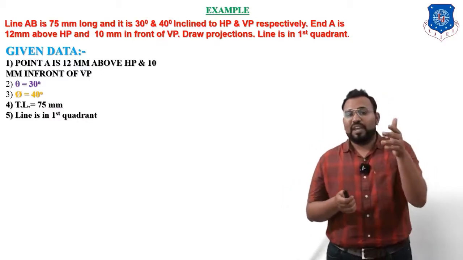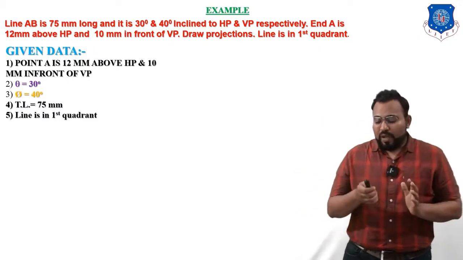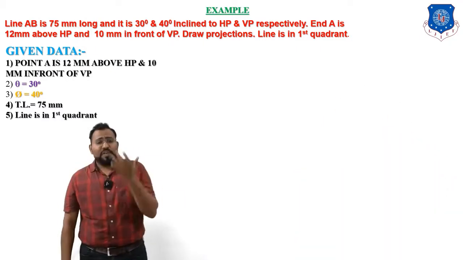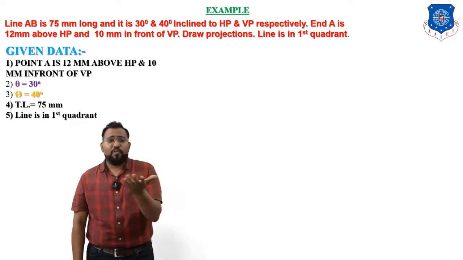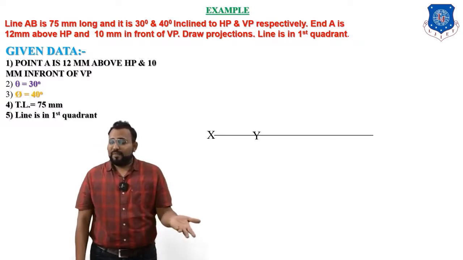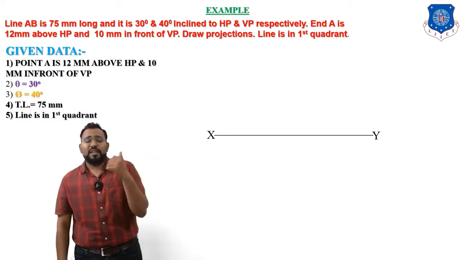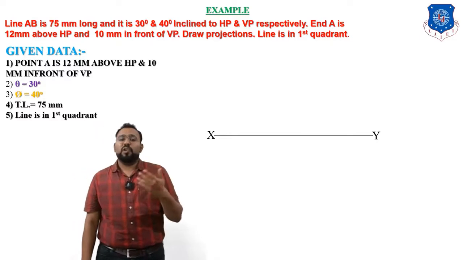Okay, so now here it is given that the line is in first quadrant, so we don't have to worry about that. Now you have to just repeat the procedure in your drawing book that I am going to show you on your screen. So first we have to draw one XY line. Now we have to mark the position of point A, which is in first quadrant. So first we will draw the projection of point A.